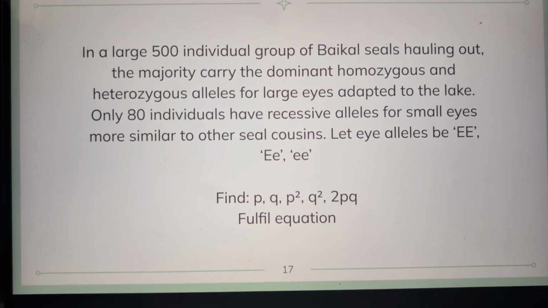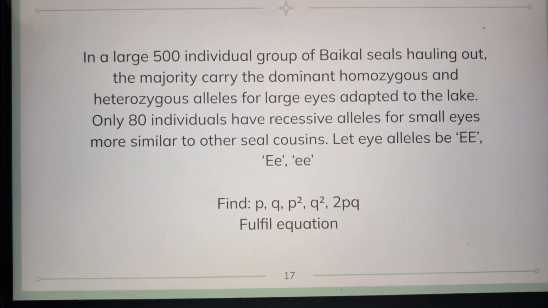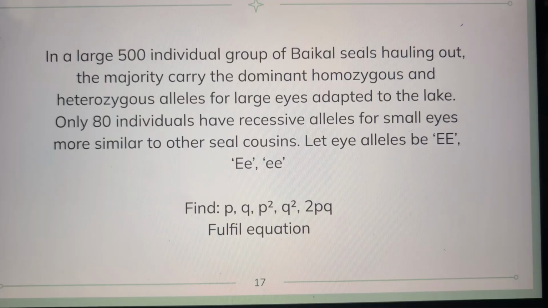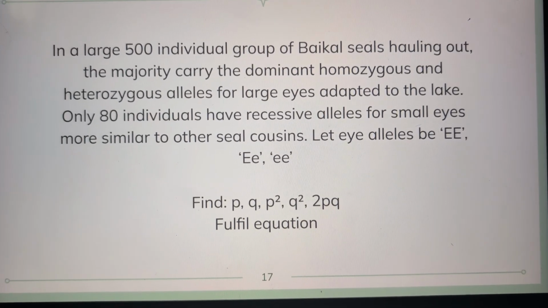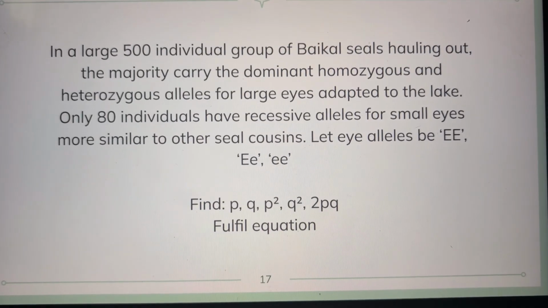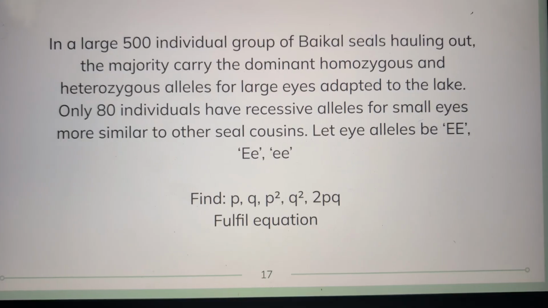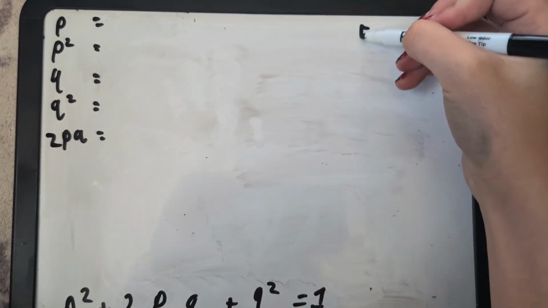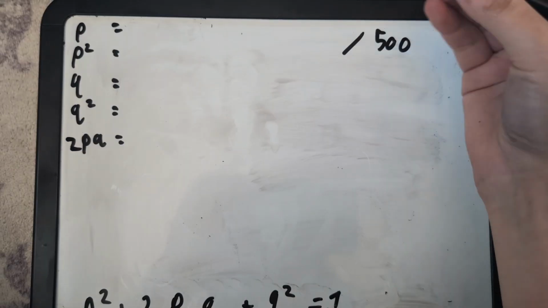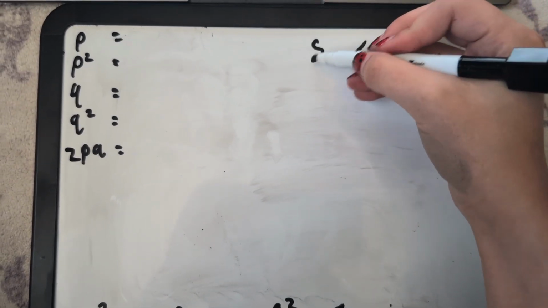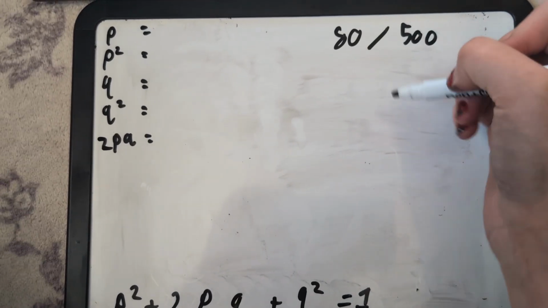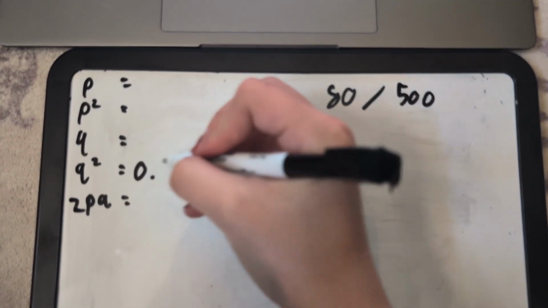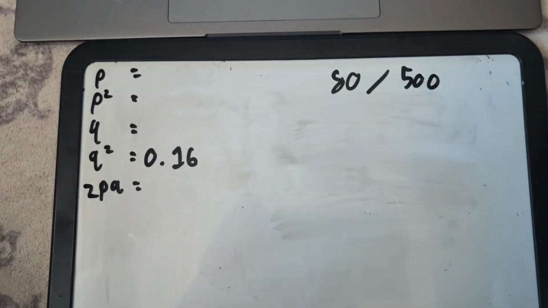For a second example, a large 500 individual group of Baikal seals is hauling out. Majority carry dominant homozygous and heterozygous alleles for large eyes. Only 80 have the recessive allele for small eyes. We'll do the same thing as the last equation. This is out of 500 individuals, and 80 are homozygous recessive, which means that we already know q squared is 0.16, just by dividing 80 by 500.